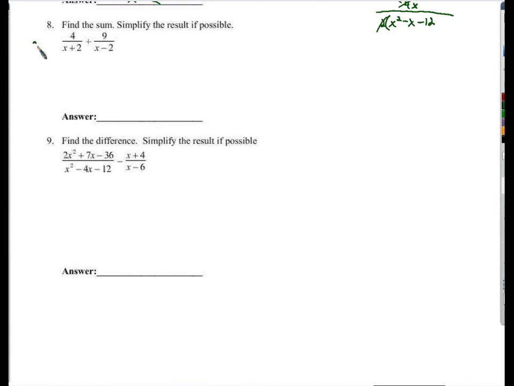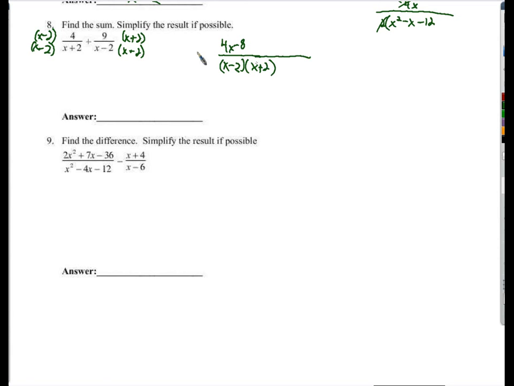We need a common denominator here, so we're going to multiply by x minus 2 in the numerator and denominator. Here we need a common denominator, so x plus 2 in the numerator and denominator. So what's that leave us with? We've got 4x minus 8 over the common denominator, x minus 2 times x plus 2.